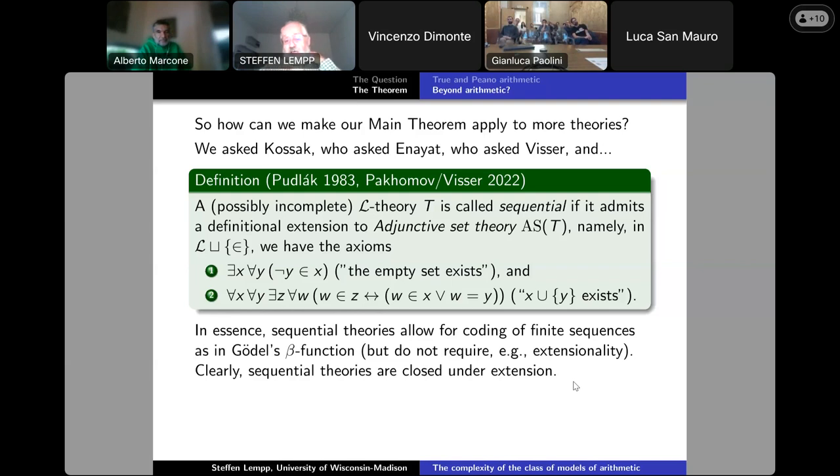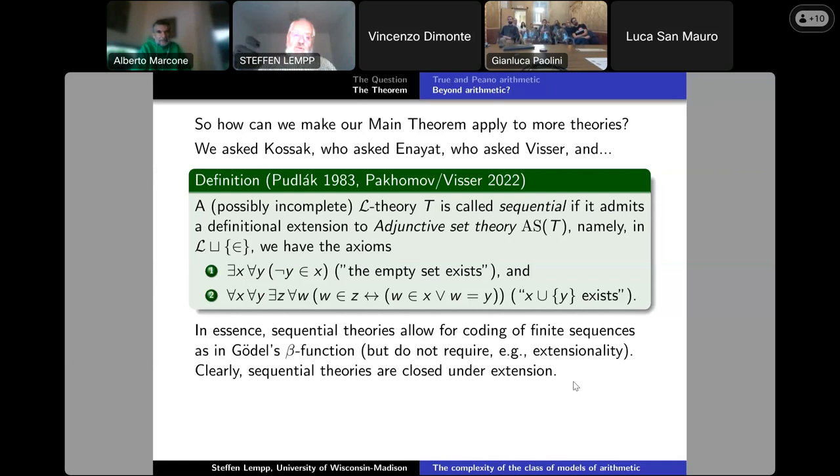In fact, it is via Gödel's beta function that Pudlák's original definition of sequentiality of theories works. I mean, he really defined sequential theories in terms of the theory allowing the beta function to have the properties and so on. Okay, so that's sequential theories.